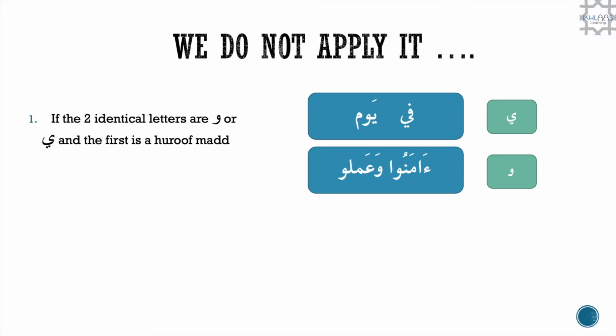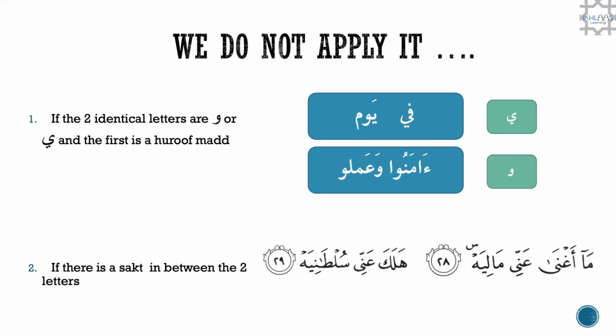Also, if there is a sakt in between the two letters. For example, here you can see at the end of ayah number 28, we have the word maliyah. At the beginning of ayah number 29, we have halaka. So we can't say maliyah halaka, and you can see that there is no shadda on the ha anyway. So we would say ma aghna anni maliyah halaka, a small breathless pause if we were to continue. So this would not be categorized as idgham mutamathil.